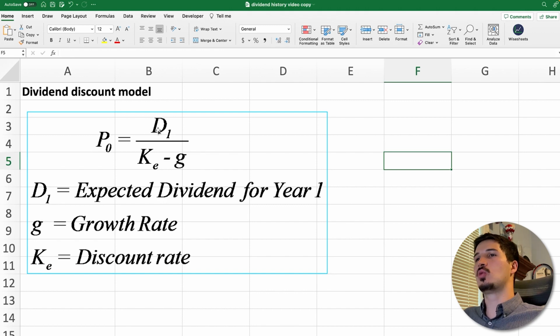And then what you would do is divide that number by the difference between the discount rate and the growth rate. The growth rate is what you expect the dividends to grow over a particular period of time, and the discount rate on the other hand is basically asking you what is a reasonable return that you want to make when you make this investment into this particular dividend stock.